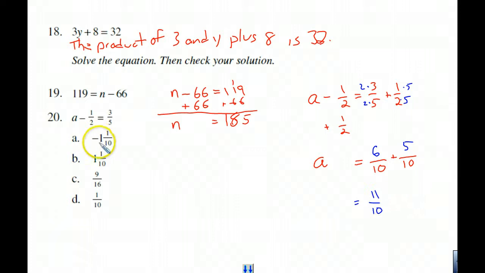And I don't see that answer over here, so let's convert it. Maybe it's this B. So 10 goes into 11 one time with a remainder of 1. So yeah, we do get answer B.